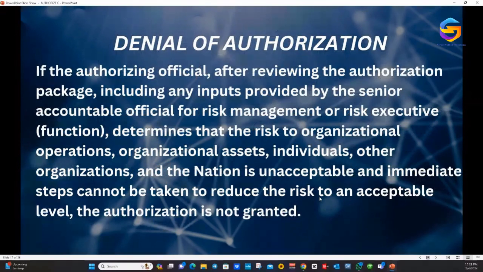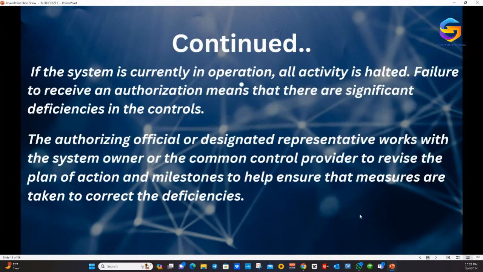Then the last one is denial of authorization. As the name spells out, denial means the authorizing official denies the system, or denies the risks concerning that system. So if the authorizing official, after reviewing the authorization package, including any input provided by the senior accountable official for risk management or risk executive function, determines that the risk to organizational operations, organizational assets, individuals, other organizations, and the nation is unacceptable (unacceptable is a key word here), and immediate steps cannot be taken to reduce the risk to an acceptable level, the authorization is not granted. It is not granted. So unacceptable, not granted. That is the difference here.